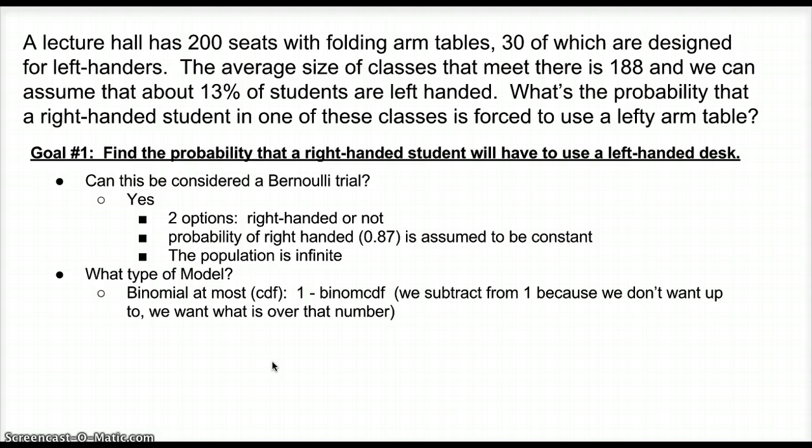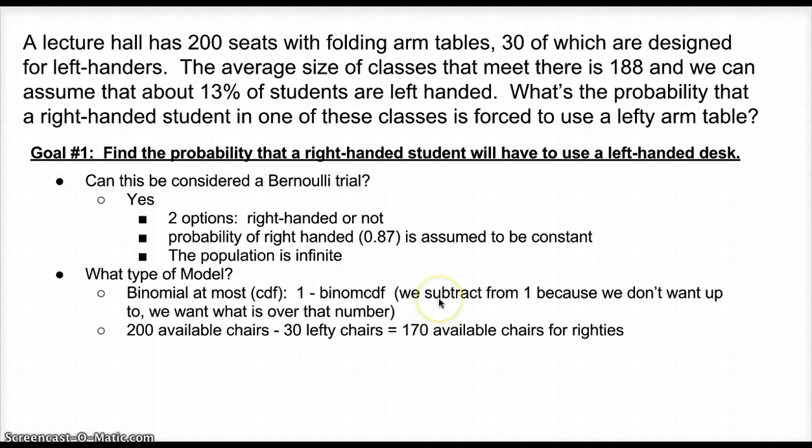The only thing is we have one that goes up to. So at most would be over something, but up to would be less than. So we're going to have to actually do 1 minus that binomial, so that way we can find what is over it, not under it. So we know there's 200 chairs available. But if we minus 30 chairs, that means there's only 170 chairs that are available for right-handed people. So we have 188 students. The probability of being right-handed is 0.87, and we want to sit in a right-handed chair, which is 170.